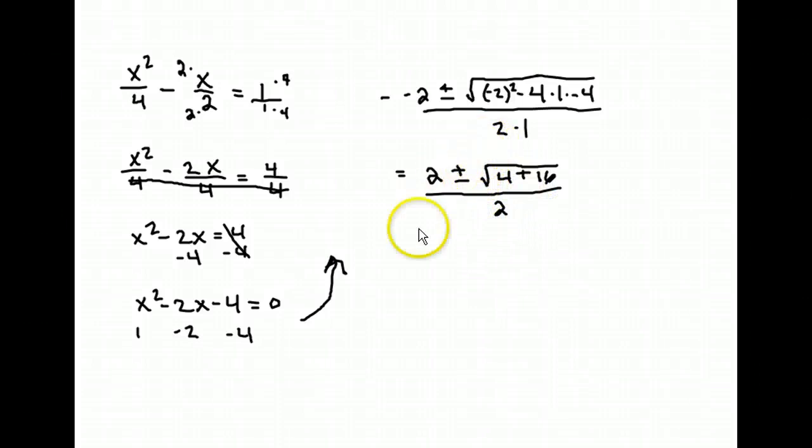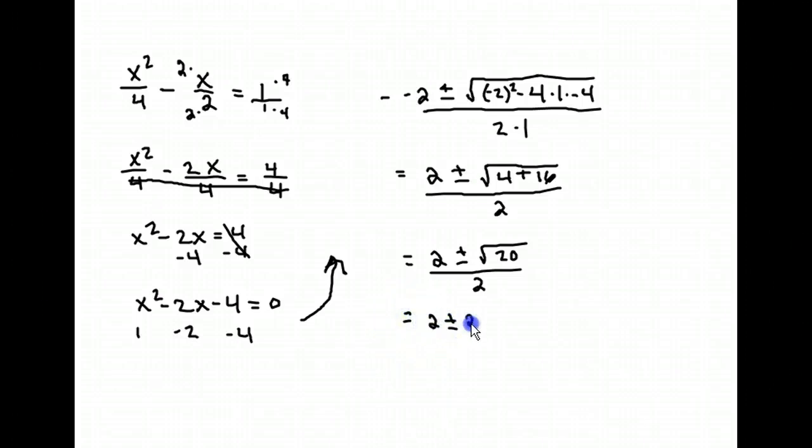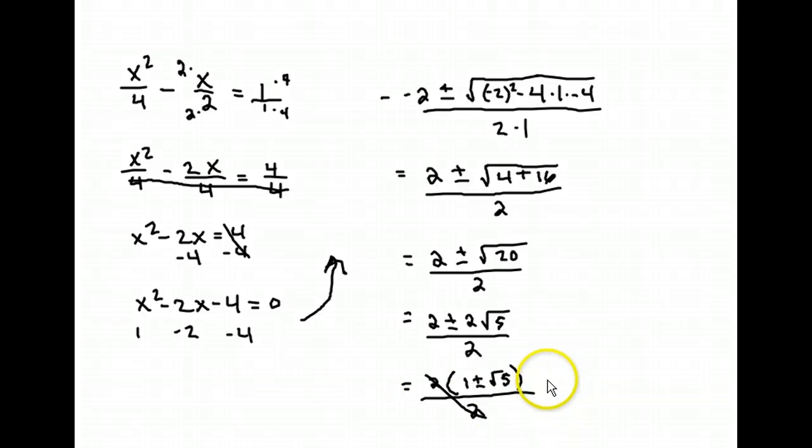And what that comes out to be is 2 plus or minus the square root of 20 divided by 2. And we have to break down the square root. So 20 we know is 5 times 4, which is 5 times 2 times 2. So this comes out to 2 plus or minus 2 square root of 5 divided by 2. You can factor a 2 out of the numerator, and it'll leave you with 1 plus or minus square root of 5 with a 2 on the outside, divided by 2. And the 2's will cancel. So your two answers are 1 plus square root of 5 and 1 minus square root of 5.